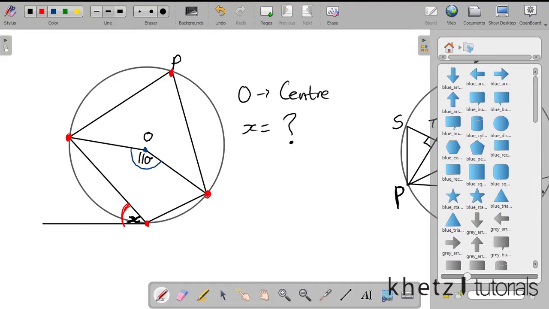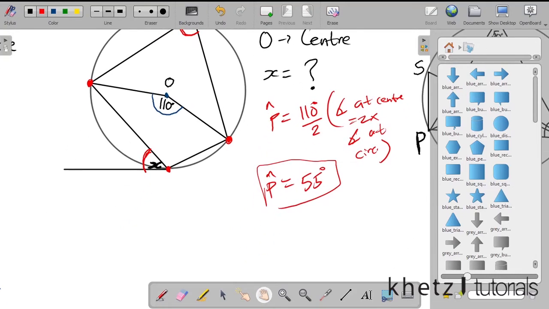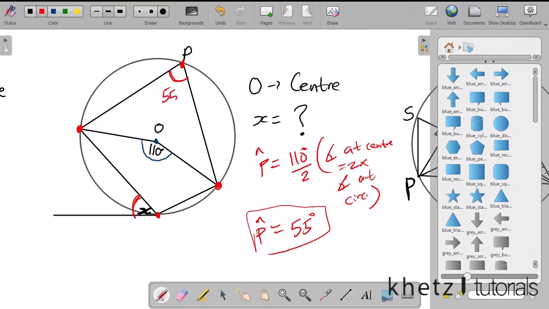And so let's start. So here you have 110 degrees, and you have this angle over here. You can just call it P. So P is equal to half of 110, and the reason for that is the same as the one in the previous question. So angle at center is equal to twice the angle at the circumference, right? And therefore our P will be 55 degrees. We now calculated that our P is 55 degrees. We can just write it so we remember.